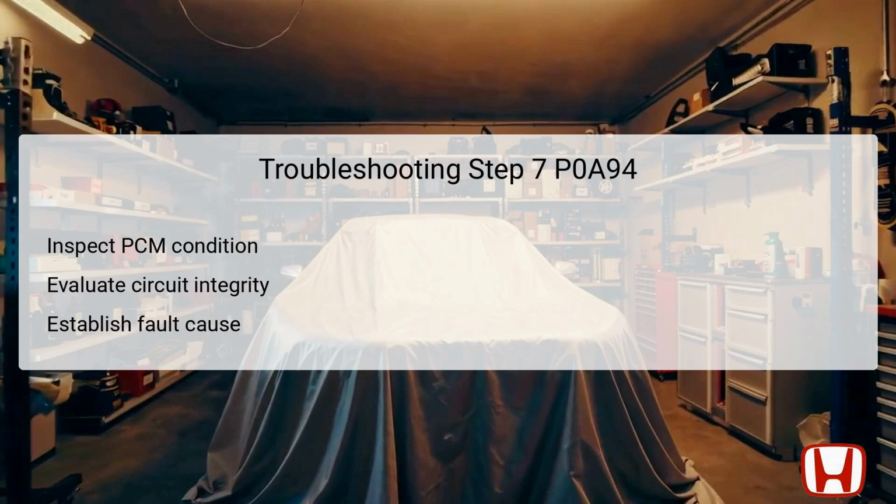The final troubleshooting step focuses on the condition of the powertrain control module, PCM. If previous inspections show all external and internal components, including the DC-DC converter, are functioning correctly, the PCM may be determined to be the root cause of the DTC P0A94. Technicians should inspect the PCM for any signs of damage, including visual checks and functional assessments.